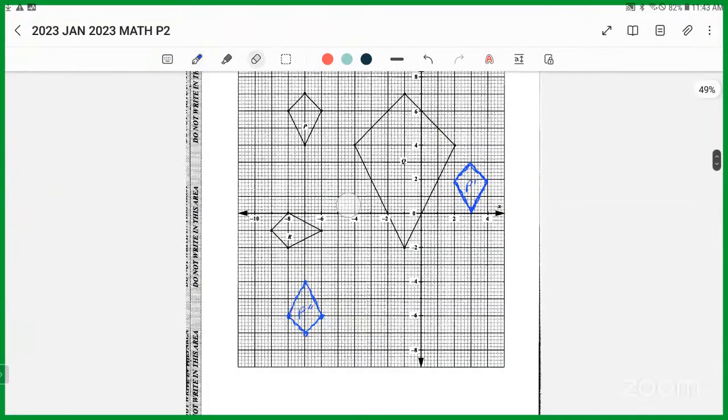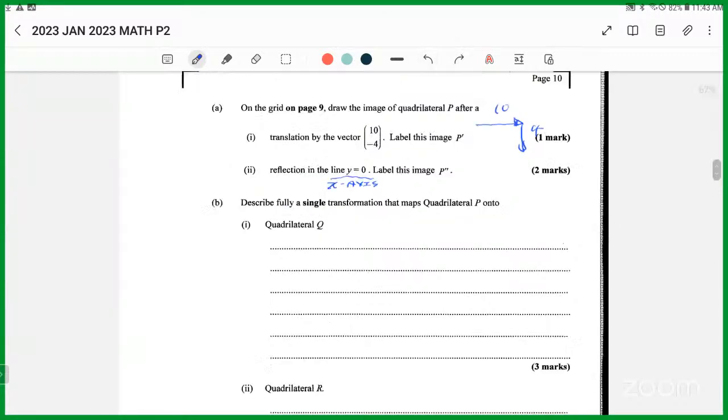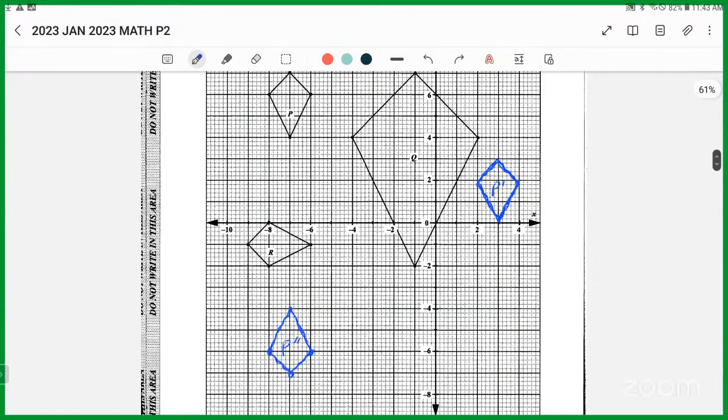That's supposed to be straightforward. Next thing. They say now we have to describe fully the transformation which maps P onto Q. So P to Q is this one. Enlargement. Enlargement has a scale factor and a center. The scale factor is just how much it grows. This one is a positive scale factor, pointing in the same direction, and the scale factor is a value greater than 1.